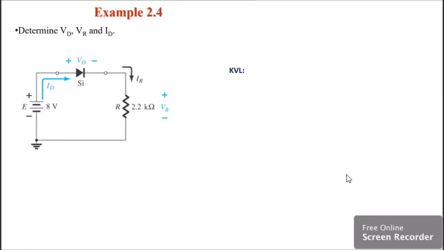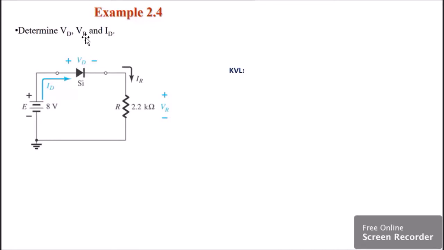Okay, so we have example 2.4. We have to determine VD, VR, and ID. So first, you have to know kung ano ba yung mga hinahanap mo. Saan ba yung VD? Of course, that is the voltage across our diode, which is this one. So I guess by now, you already have idea kung anong value ng VD natin.